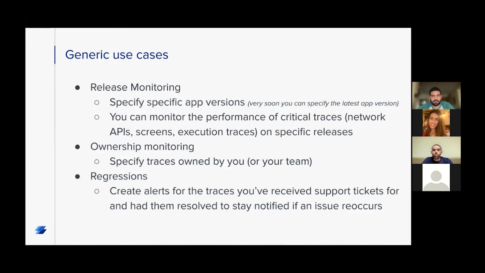And for the ownership part, you can specify the traces owned by you as a user or by your team, and specify them in the recipients. And this would come very handy if the development team is so huge, and you have squads only concerned with, or where the scope falls under, only certain parts of the application. So you can specify alerts that will get you alerted as soon as an issue occurs when you're part of the ownership. And the last part would be regressions.